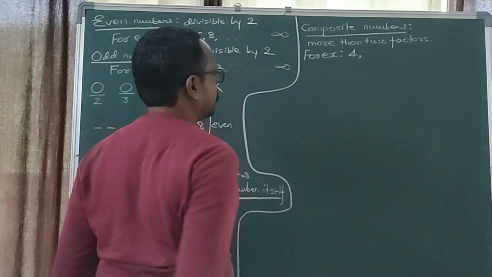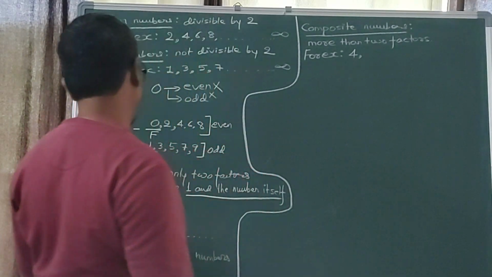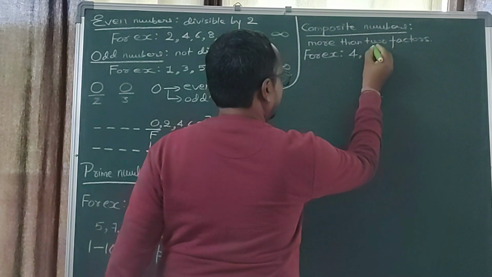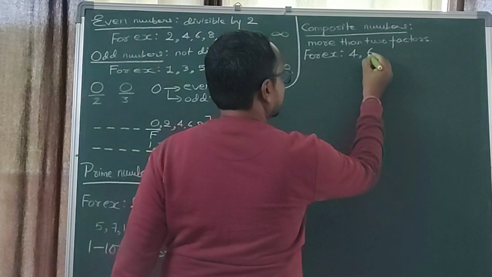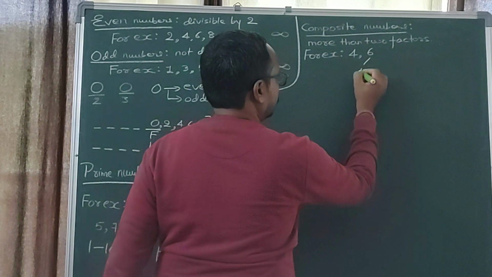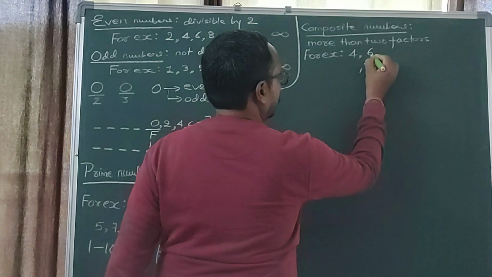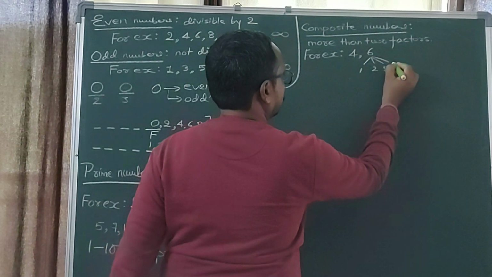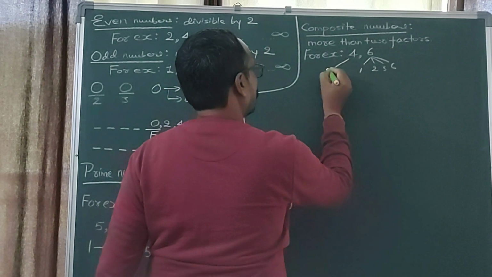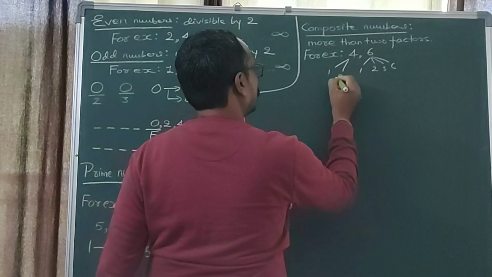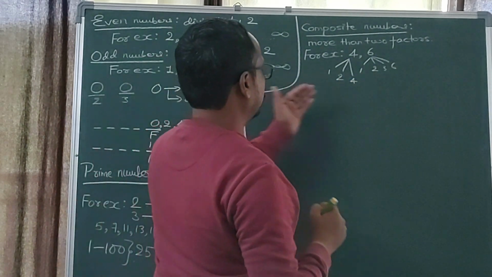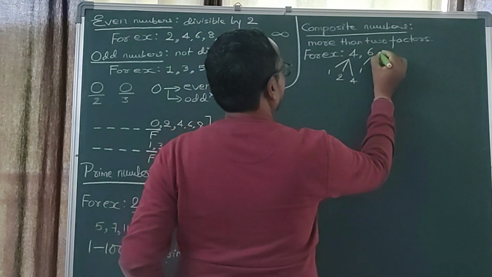Then go and check. 5 is a composite number? No. Why? 5 is a prime number. Right? 6 is a composite number? Yes. Why? Because 6 has 3 factors: 1, 2, and 3, and 6 itself. Right? So it has more than 2 factors. Similarly, 4 has 3 factors: 1, 2, and the number itself. Right? 3 factors.